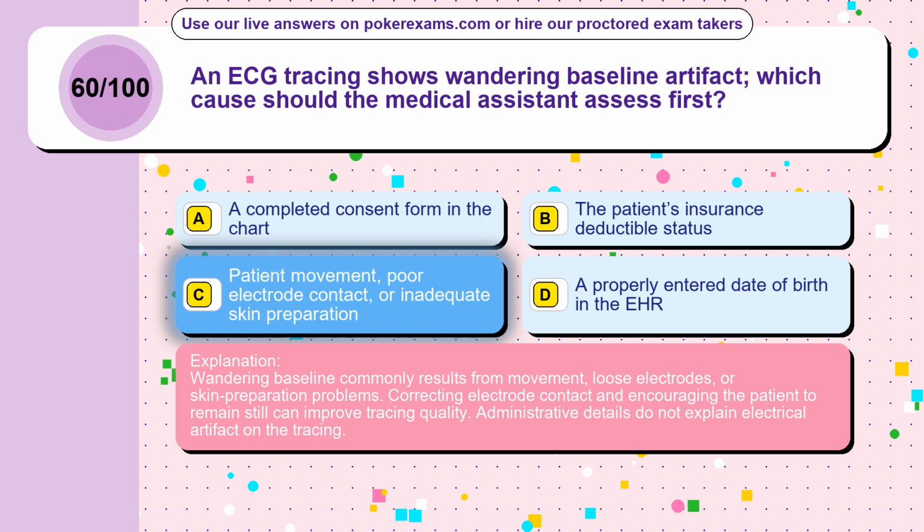Correcting electrode contact and encouraging the patient to remain still can improve tracing quality. Administrative details do not explain electrical artifact on the tracing.